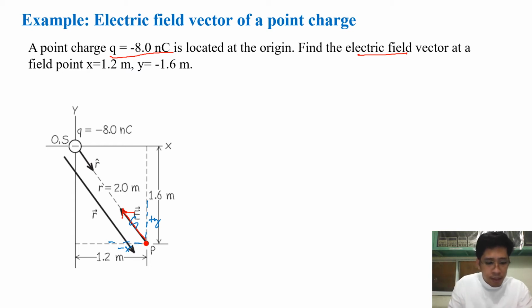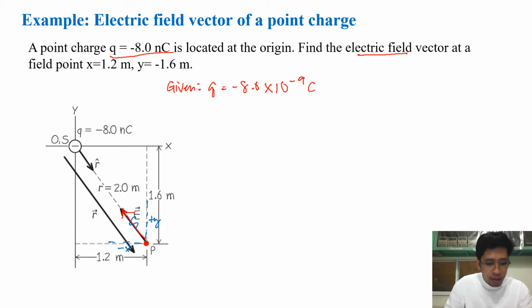Again, first, what's given: your Q is negative 8.0 nanocoulombs, or in standard units, negative 8 times 10 to the negative 9 coulombs, and that is at the origin. And we're asked to find the electric field at this point here.